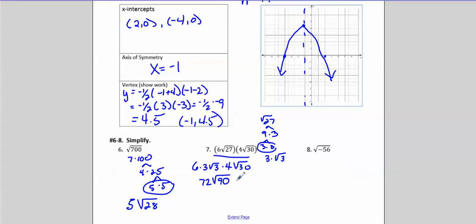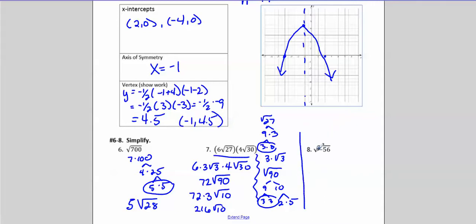All right, then the square root of 90 can also be broken up. So I'm going to do that over here in the margin as well. Square root of 90, 90 would be 9 times 10. 9 is 3 times 3, and 10 is 2 times 5. So I'm going to take a 3 out there. So I have 72 times 3. 2 times 5 would be root 10. So this would be 210 plus 6, 216 root 10.